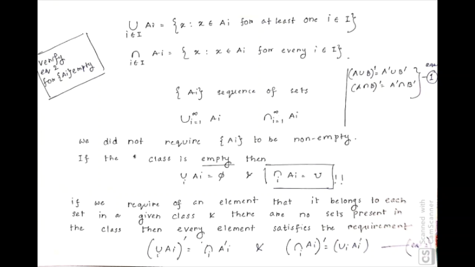Now we can compress the symbols for the union and intersection just mentioned to the union over all i belonging to capital I of Ai, or the intersection over all i belonging to capital I of Ai. As long as it is quite clear what the index set is, we can write this union and intersection even more briefly in the form union over i of Ai or intersection over i of Ai. For the sake of both brevity and clarity, these sets are often written as union i equals 1 to n of Ai or intersection i equals 1 to n of Ai.